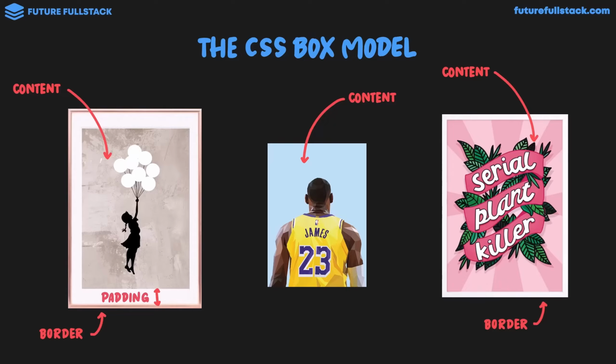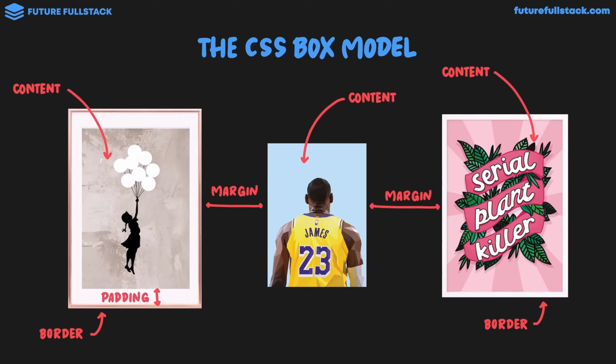Now imagine these on your wall. It's unlikely you'd put them all next to each other. You'd want to space them out a bit. This space in the CSS box model is margin. We have some margin between the first and second artwork, specifically between the border of one and the content edge of another. And between the second and third, we have some margin between the content edge of the LeBron James poster and the border edge of the other framed poster.